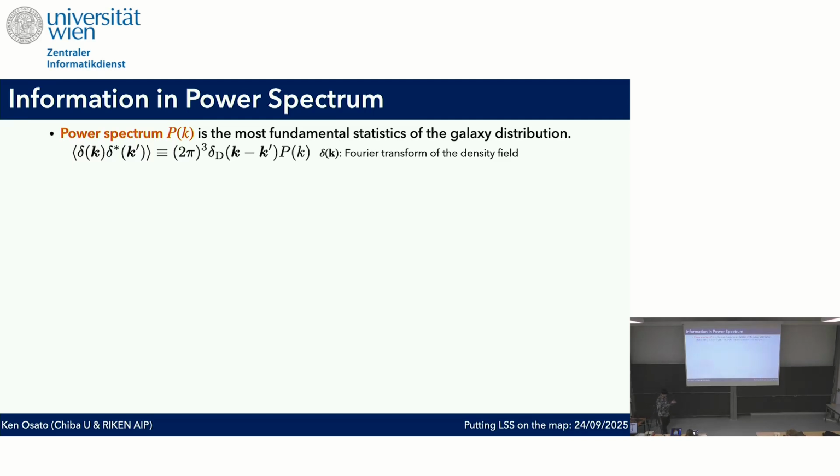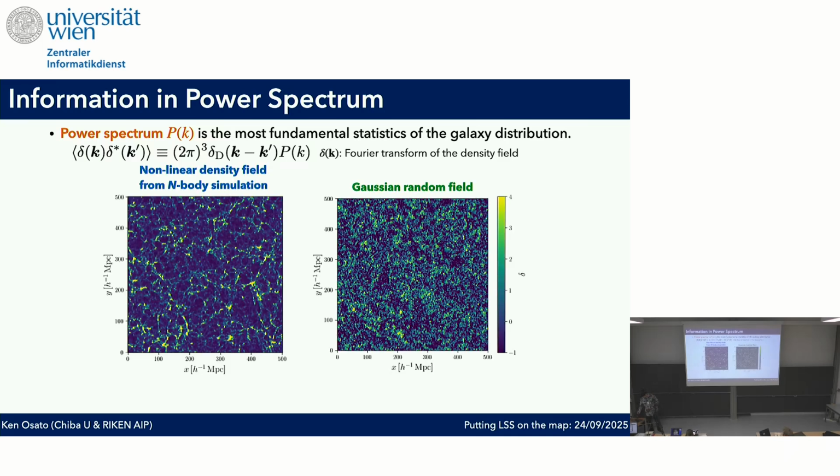But I also want to get back to the power spectrum analysis. As you know, this is the most fundamental statistic in galaxy clustering analysis. Of course, it has the complete information if the field is a Gaussian field. To demonstrate this, I picked a nonlinear matter density field from N-body simulations, and also a random Gaussian random field.